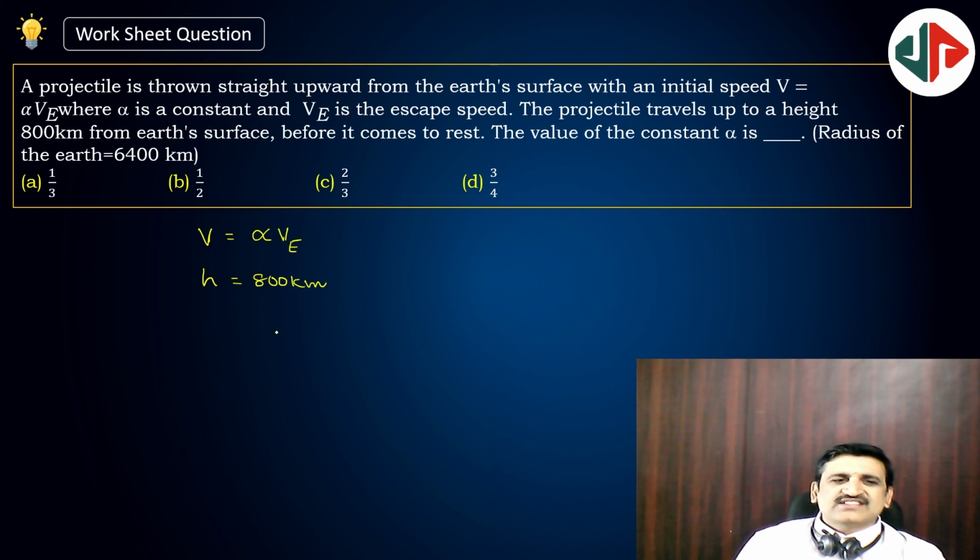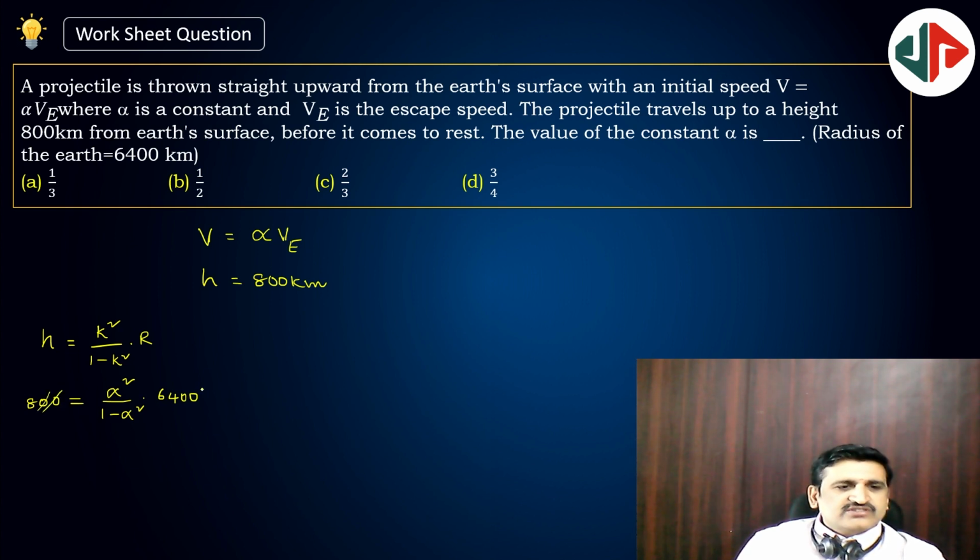The value of alpha is equal to? We have a good relation: H is equal to k square by 1 minus k square into r. So that relation we will use. Here k square means alpha square. Alpha square by 1 minus alpha square into 6400 is equal to 800. The radius 6400 only they gave.